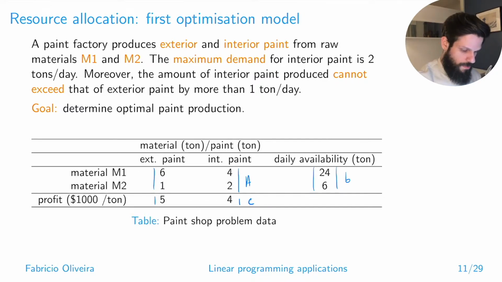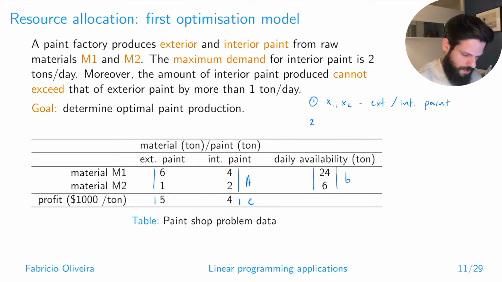So we can quite readily define. So let's define that we have x1. So the first step, defining the variables, is that x1 and x2 are my exterior and interior paint amounts in my plan.